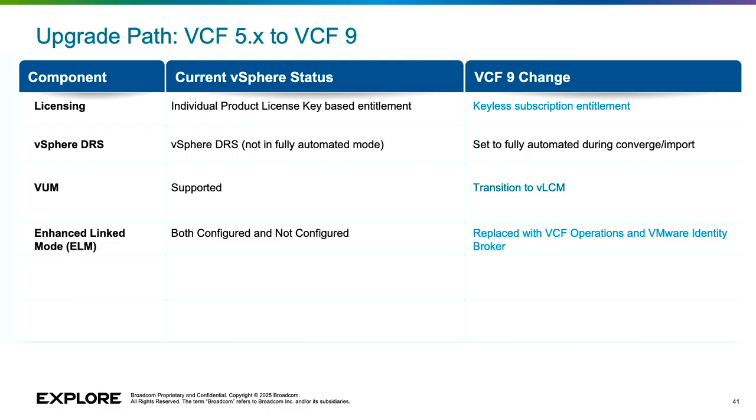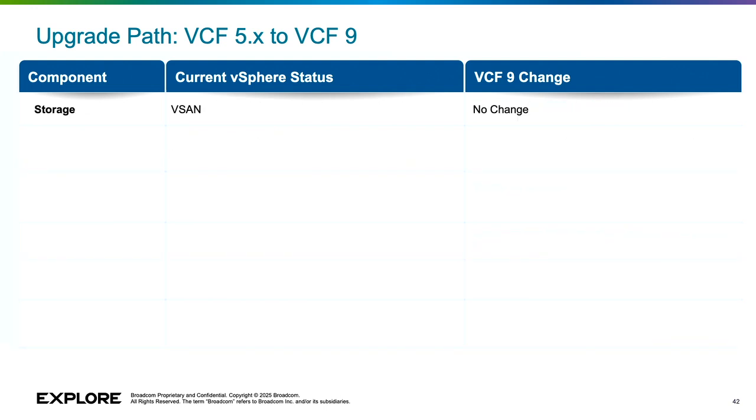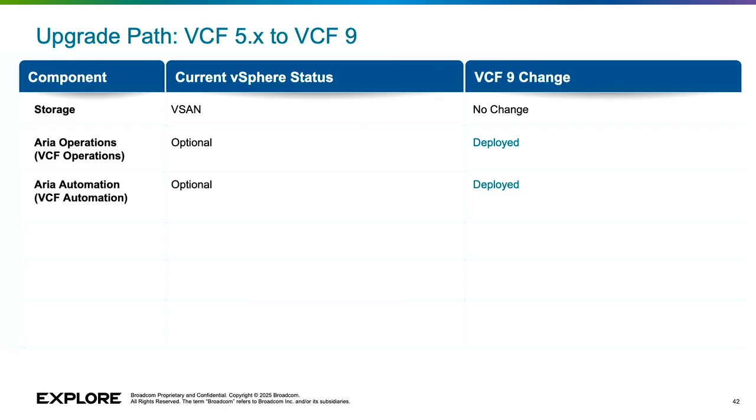Now, the key thing is if you are using VCF and you have ELM configured, you can actually move that over to VCF 9. You don't have to break ELM if you're on VCF 5 to do that. For networking with the management domain, no change and no impact. The same for networking in the workload domain. In terms of storage, no impact, no change whatsoever. If you do not have ARIA operations, then it gets deployed when you move to VCF 9. The same with ARIA automation as well. If you have ARIA Suite Lifecycle, essentially you get Fleet Manager in VCF 9.